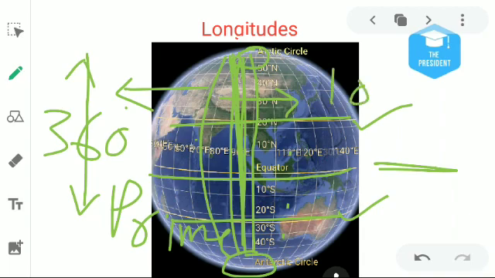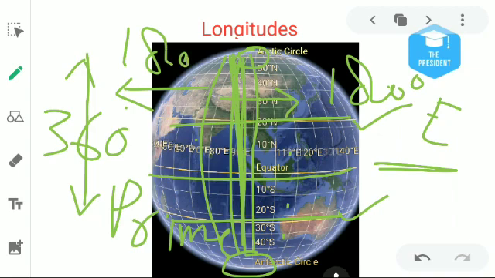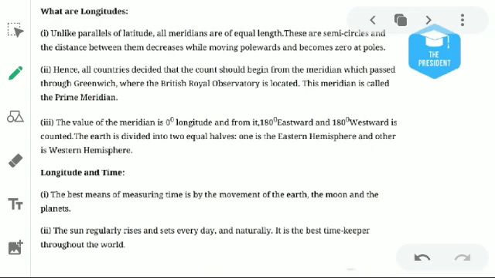So a total of 180 longitudes are in the east direction, which are denoted by degrees east, and there are 180 longitudes on the west side, which are denoted by degrees west. Understood? Here is the definition of latitudes and longitudes. I have discussed it already.